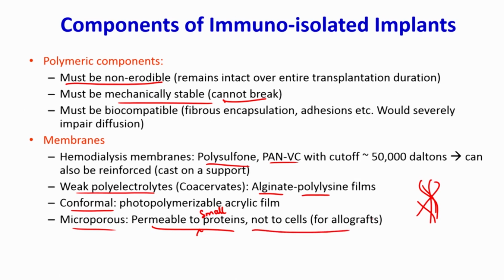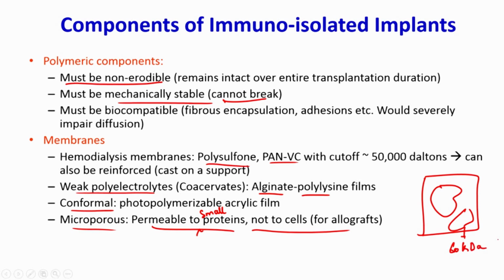but not cells. Obviously, this is all we are talking about the immune system, but if your cells inside your implant or the membrane are producing a protein which is let us say 60 kDa, then you need these membranes to be permeable enough so that they can allow 60 kDa proteins to go through, because eventually the whole purpose of the implant is to get this protein. So, those are some of the criteria that you will have to consider while designing either the polymeric components or these membranes.